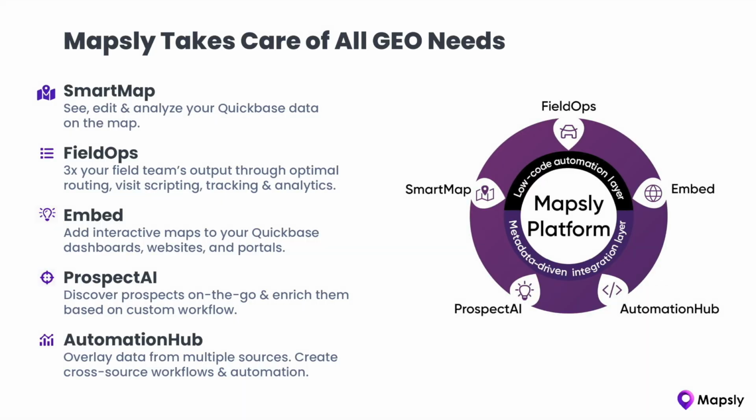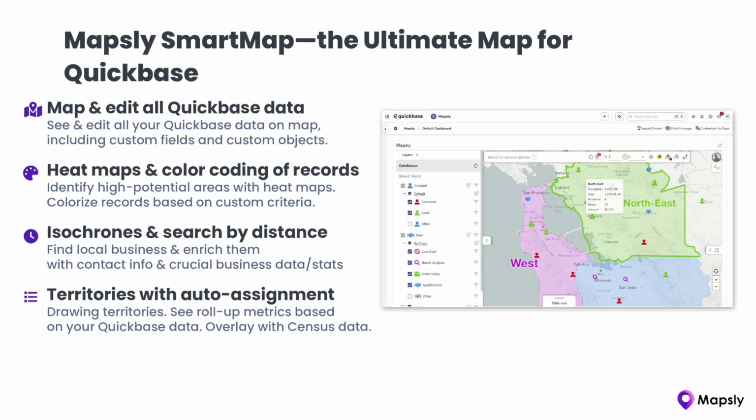Mapsly is a map and field sales enablement platform for Quickbase that addresses all client needs related to geography. Smart Map shows all Quickbase data on the map, including any custom columns or sheets, without any custom development or integration, and allows you to analyze data using a wide range of tools.